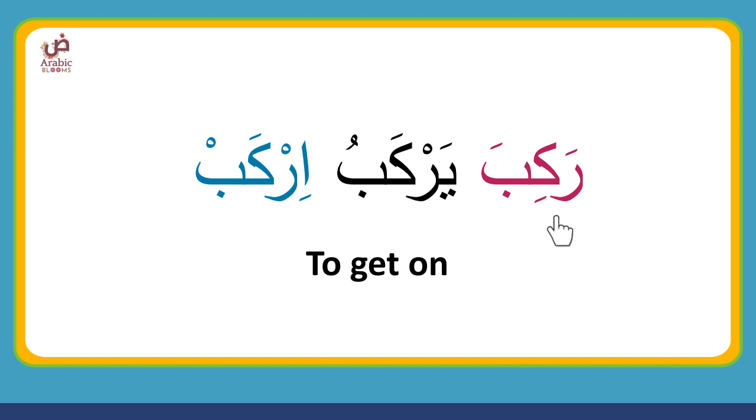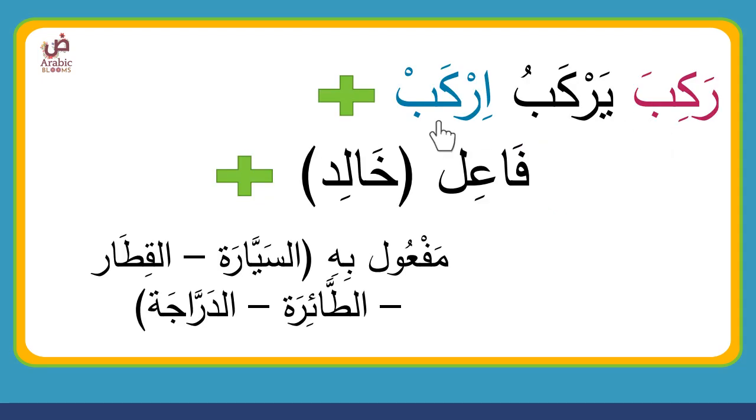Another example, ركب, to get on. يركب, اركب. ركب, in the past. يركب, present. اركب, command. Example, ركب, يركب, اركب, that's the verb, فعل. And then فاعل, we will use the same فاعل here, خالد. مفعول به, use one of the words. So, for example, you say ركب خالد الطائرة. يركب خالد القطار. You can form thousands of sentences using these words.